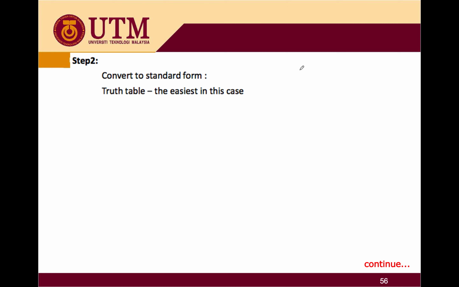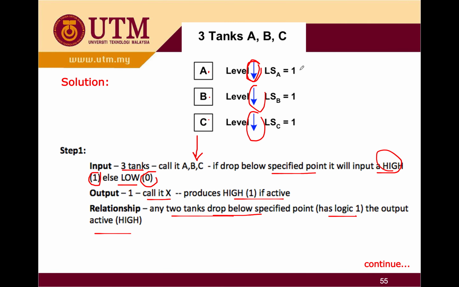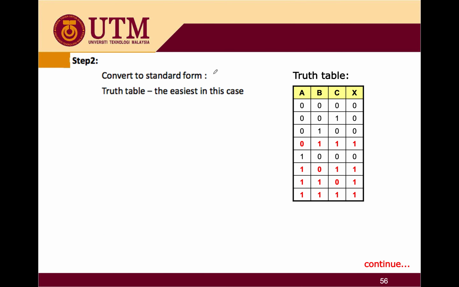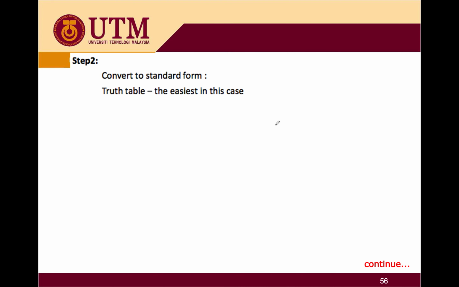Truth table is the easiest in this case. Normally you can see that you have 3 inputs, so you have 8 possibilities, isn't it? So these are the possibilities, and you can see that if 2 inputs are below the expected levels, it's going to be high in your output, right? So you can check over here.